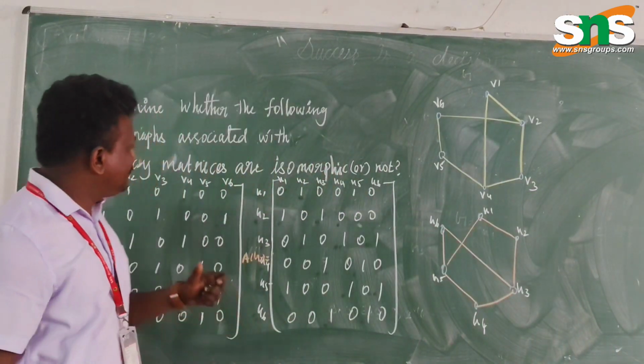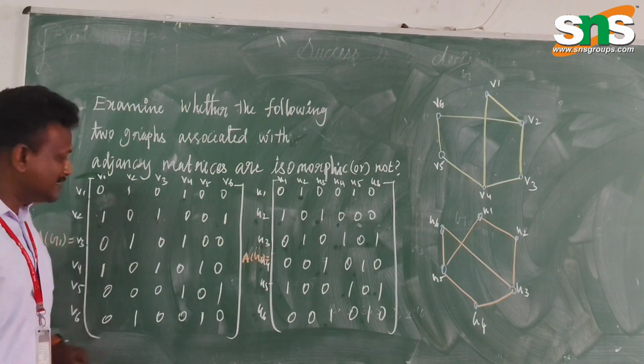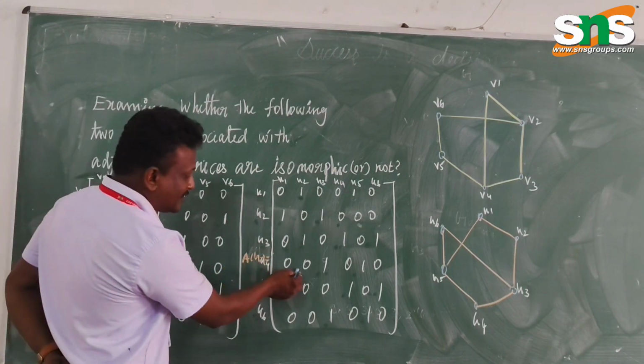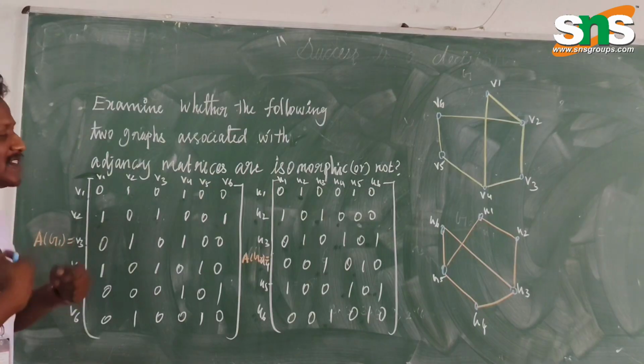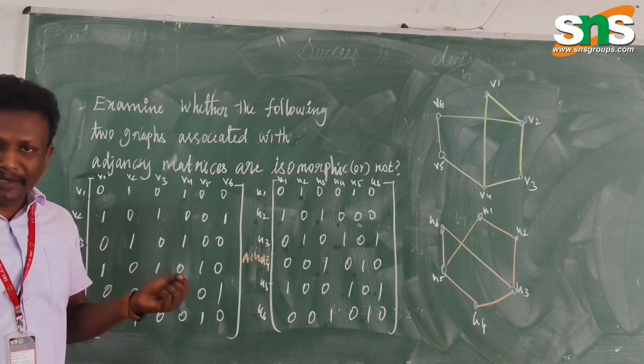Let me come here. So here we have two adjacency matrices. This is the adjacency matrix of G1, graph 1. This is the adjacency matrix for graph 2, which we have just made. Here our task is to check whether these two adjacency matrices are isomorphic or not.